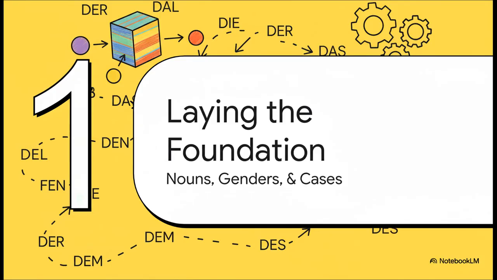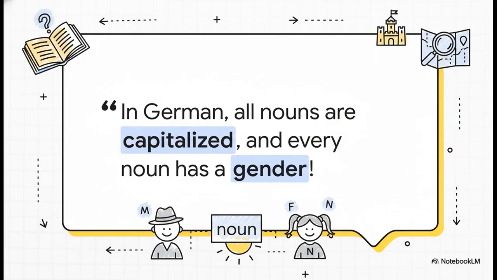Okay, first things first. Every great structure needs a solid foundation. And for German grammar, that foundation is all about the nouns and those little words that hang out with them. This is rule number 1, and it's a big one. It's a huge difference from English. In German, every single noun gets a capital letter, no exceptions.